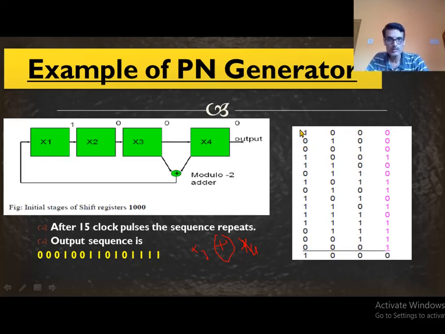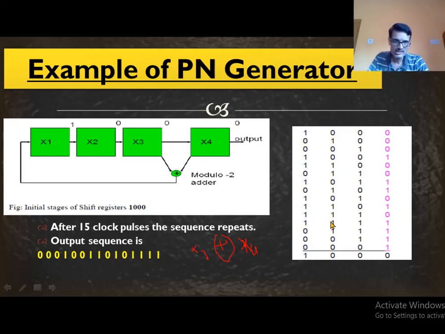Simple shifting. What about this number? It is nothing but the modulo 2 addition, or XOR function, of this bit and this bit, x3 and x4. 0 XOR with 0 is 0. 0 XOR with 0 is 0. 1 XOR with 0 is 1. 0 XOR with 1 is 1. 0 XOR with 0 is 0. 1 XOR with 0 is 1. So like that we are going to get the next state of each flip-flop.